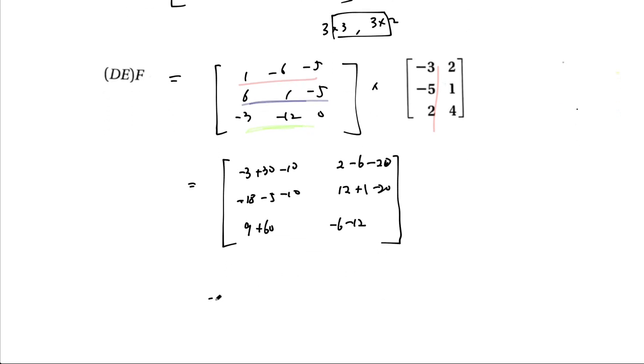All right. So this is -13, 17, -24, right? This is -23, -10, -33, 69, 13 minus 7 minus 18. Okay, hopefully I didn't make any calculation error, but that's DEF.